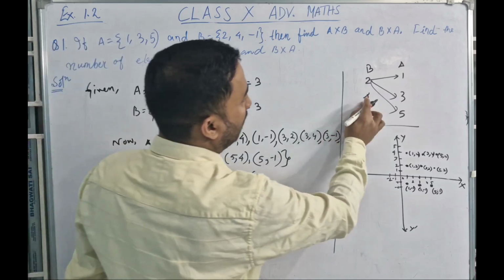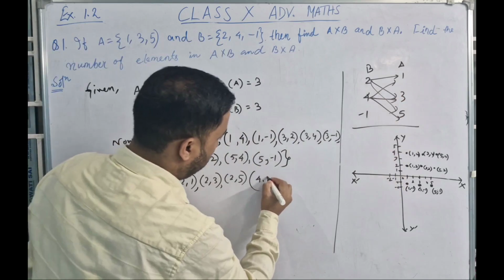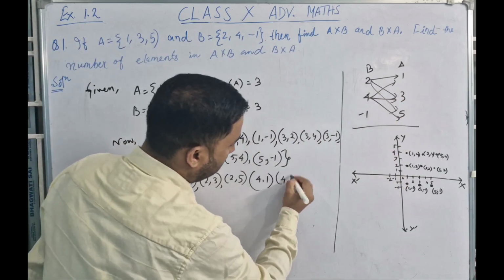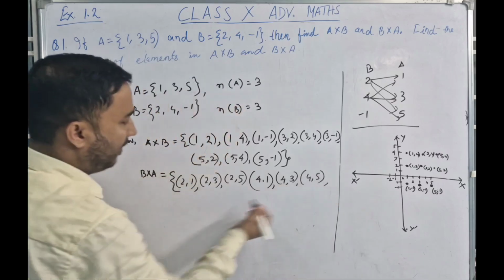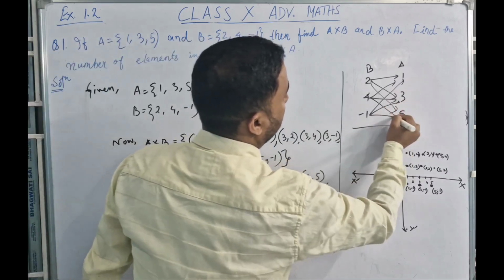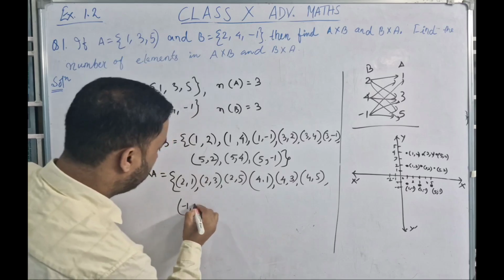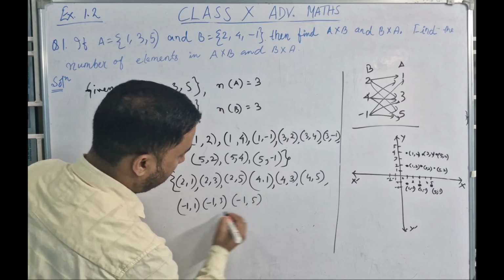Then you have 4, 1, 4, 3, 4, 5. Then after that we have minus 1, 1, minus 1, 3, minus 1, 5.